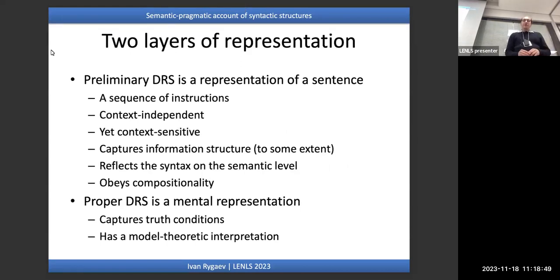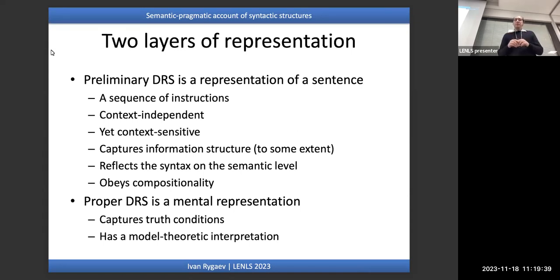Okay, so we have two layers of representation. The preliminary representation is a good tool for sentence representation. It represents a sequence of instructions. They're context independent. That means that we're not using information from the context to build the structure, just grammatical and lexical information. Yet it's context sensitive because executing it with different contexts can lead to different results, and for some contexts it can even fail, like a presupposition failure. Okay, so it captures information structure to some extent, and projects the syntax on a semantic level. And this structure can be built computationally.